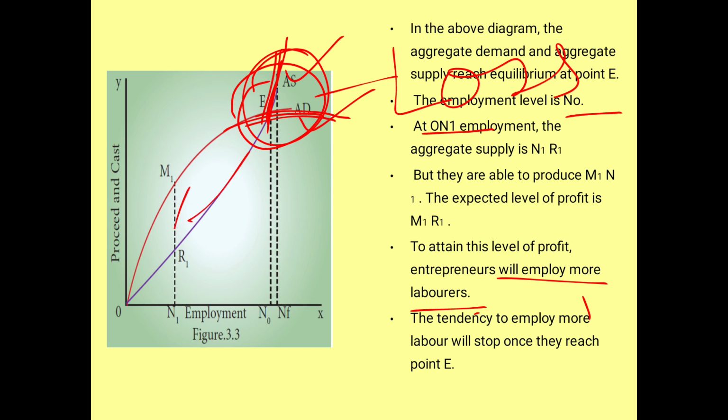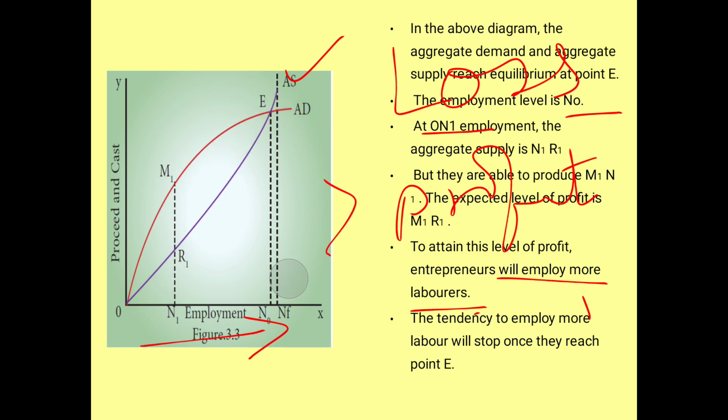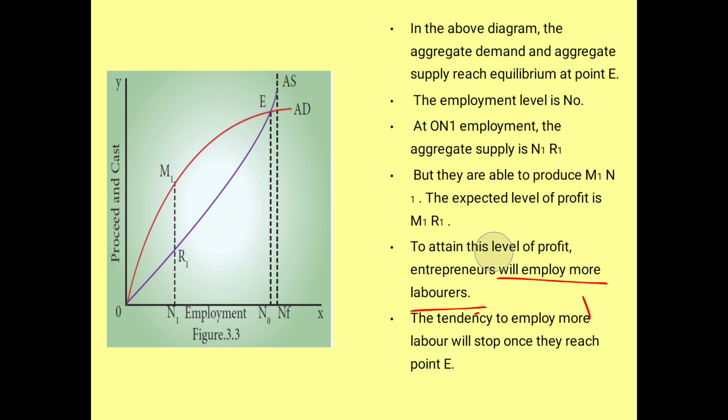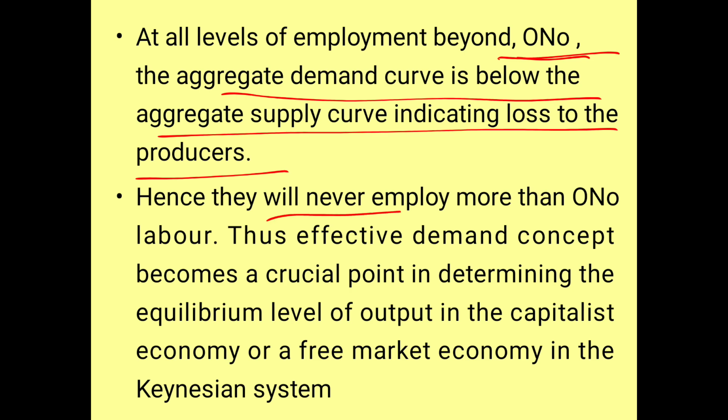Clear? So until this, an entrepreneur is able to get profit, to the level of employment that he has given. But after point E, he will not be able to achieve profit because aggregate supply exceeds the aggregate demand. So hence they will never employ more people. After that equilibrium, what happens? Automatically the production slows down. Hence they will never employ more laborers.